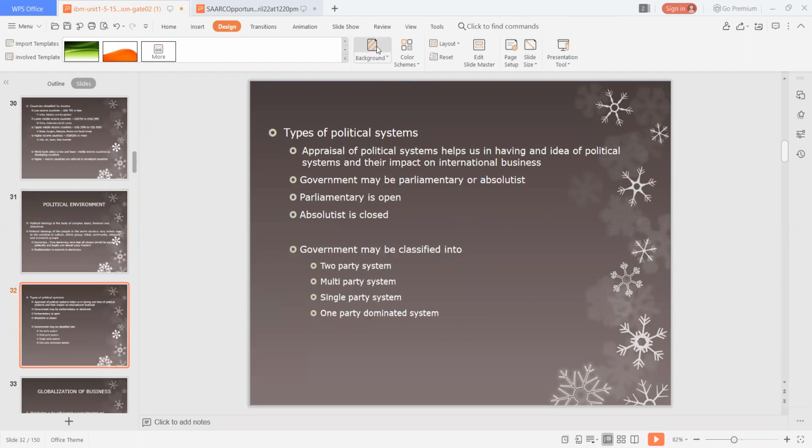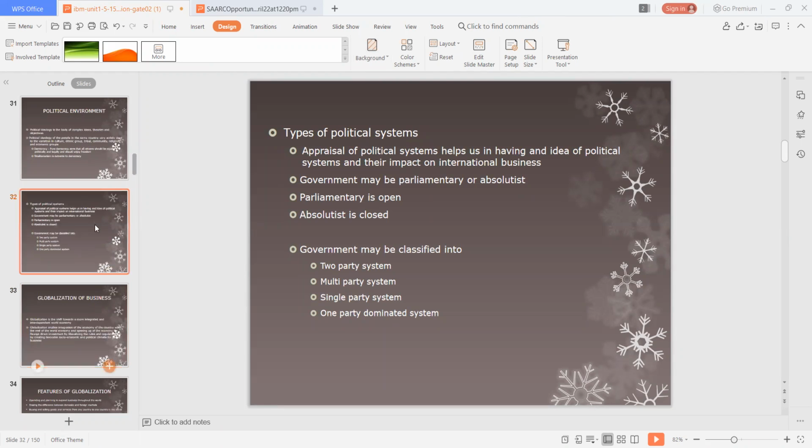So, types of political system. Appraisal of political system helps us in having an idea of political systems and their impact on international business. Government may be parliamentary or absolute. Parliamentary is open. Absolute is closed. See that government may be classified into two-party system, multi-party system, single-party system, one-party dominated system. These are the political systems, with a vital role in business.